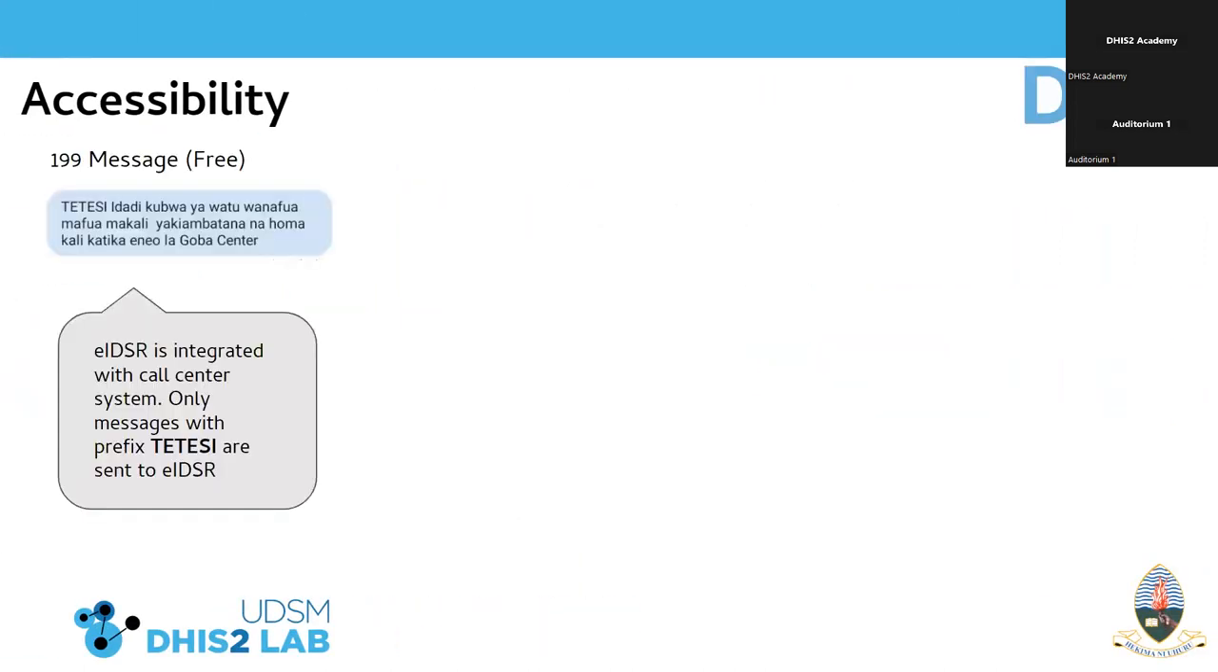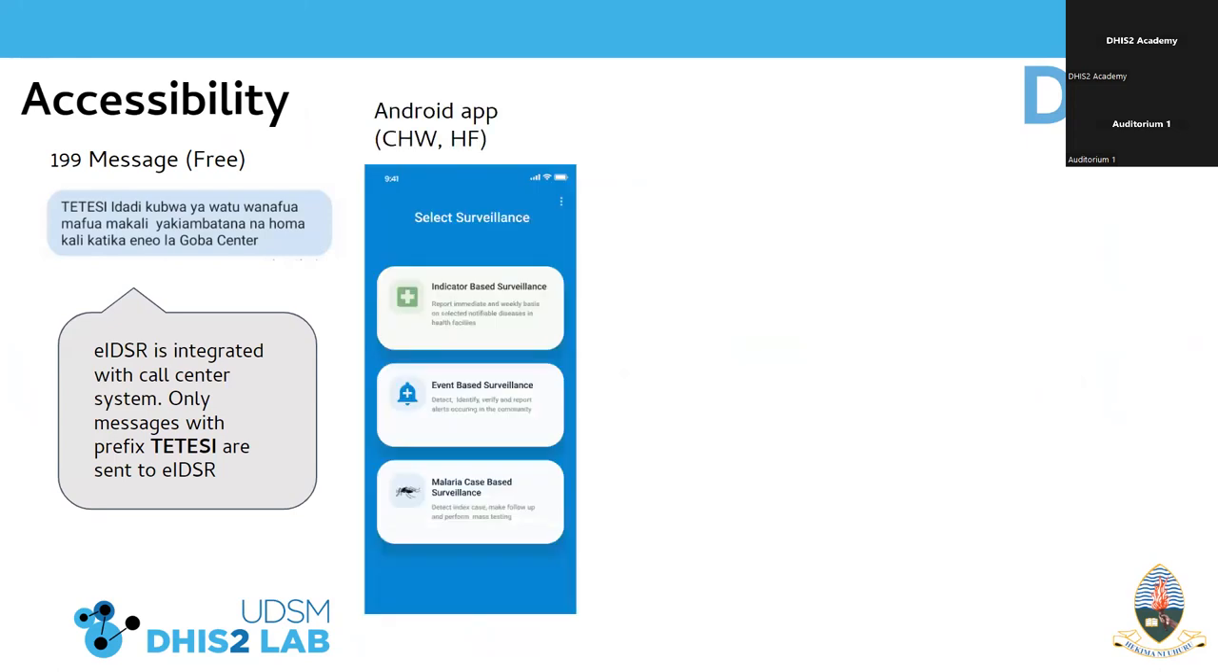Moving on, what we have done for EBS is that we have integrated it with the call center. There's a message that the public can send through SMS if there's an issue, and that message is sent to the EBS component. For community healthcare workers or health facility workers, we use the Android application that comprises indicator-based surveillance, event-based surveillance, and some malaria case-based surveillance in one application. They can also use that to report.